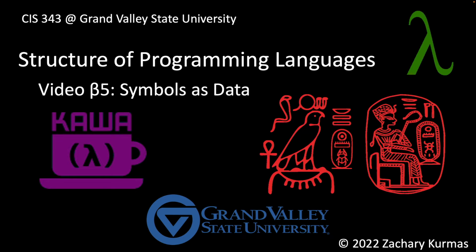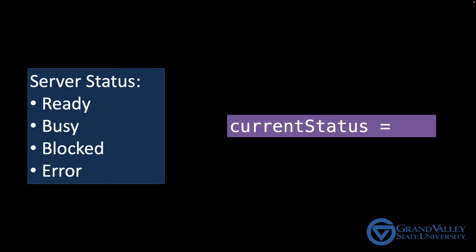So imagine you're writing a computer program. Let's say it's a server of some kind, and this server has to keep track of its status. For purposes of our discussion here, let's say it has 4 possible statuses: ready, busy, blocked, and error. What type of data do you use to represent this value? If you have a variable named current status, what do you assign to this variable?